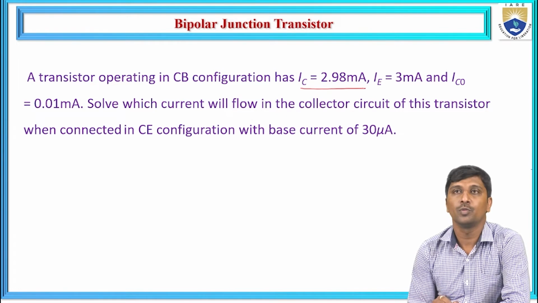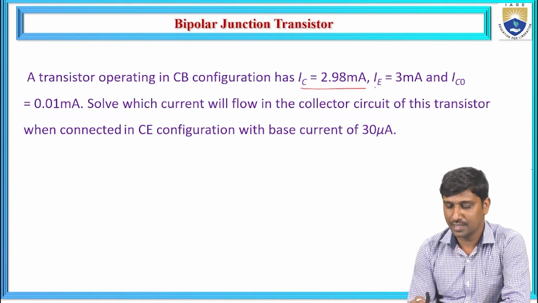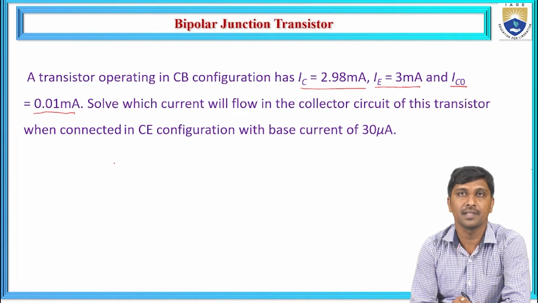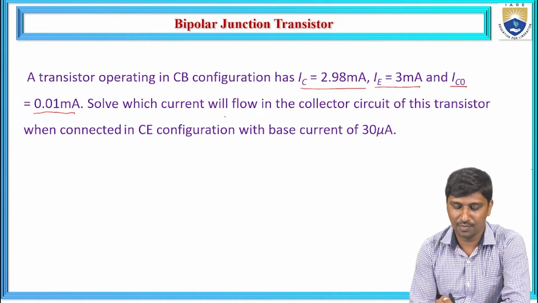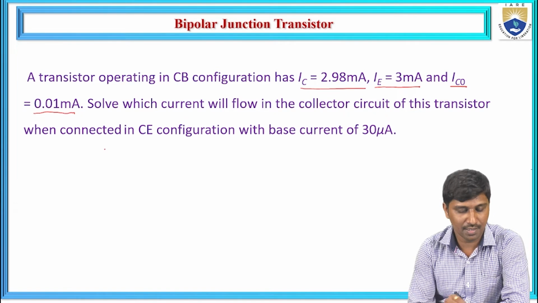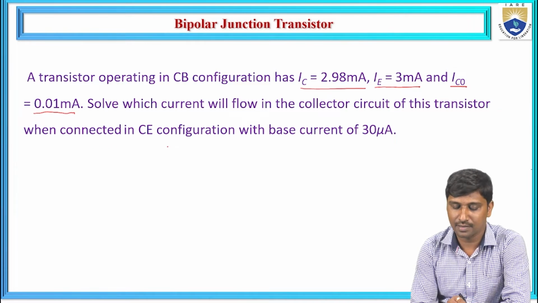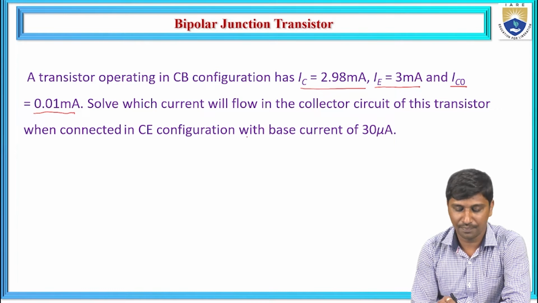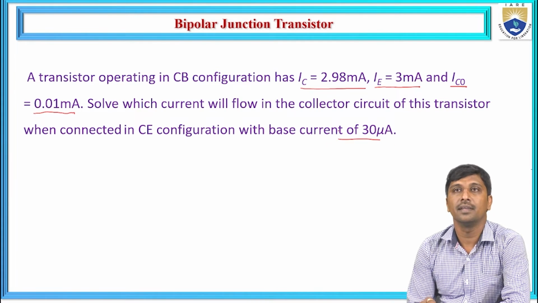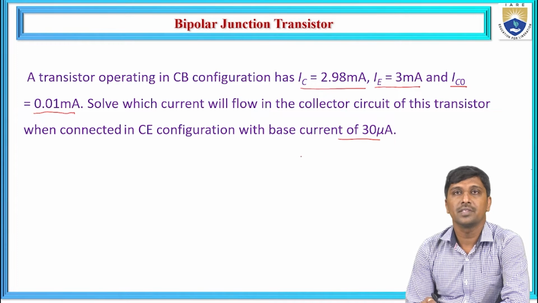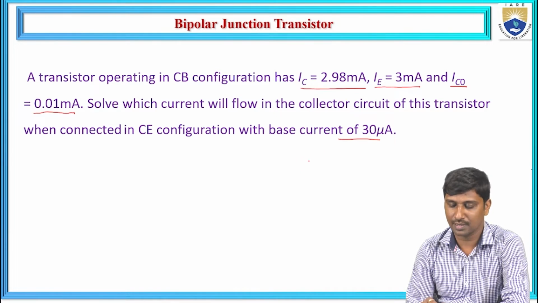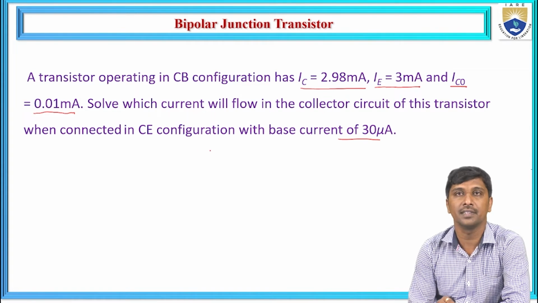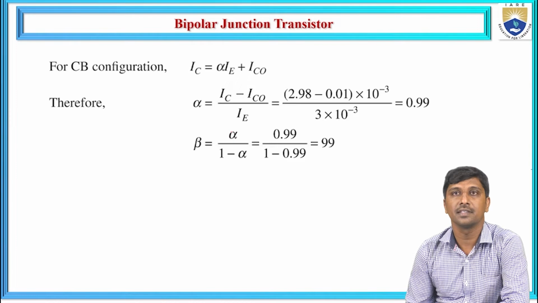current is 2.98 milliamperes, IE is 3 milliamperes and IC naught is 0.01 milliamperes. Find which current will flow in the collector circuit of this transistor when it is connected in CE configuration with a base current of 30 microamperes. So based on this, we need to find out how much collector current flows, based on the given specifications here.